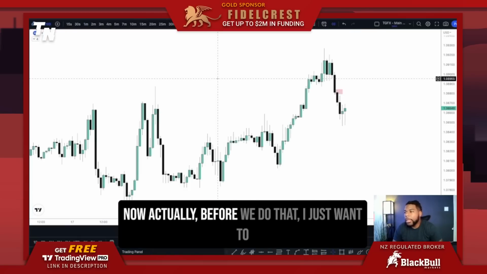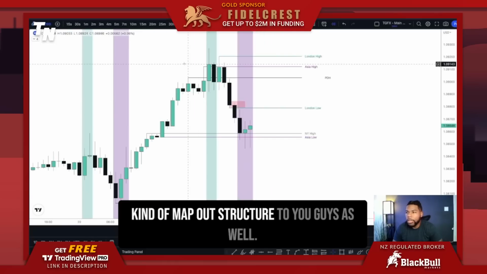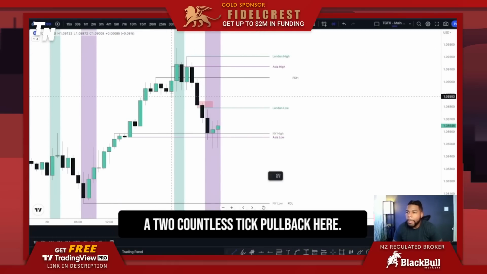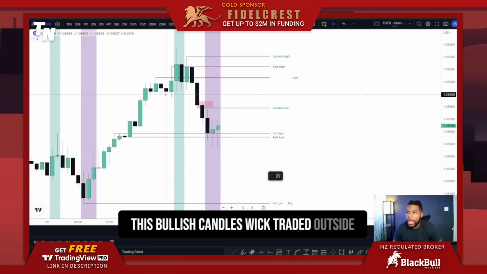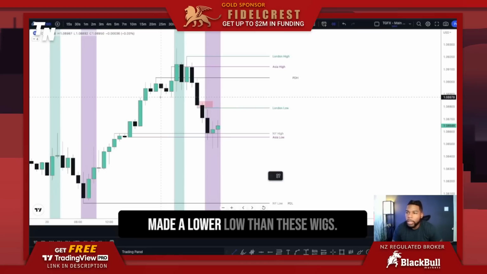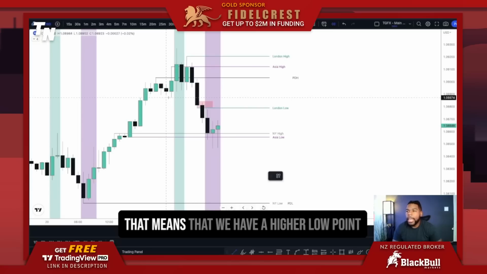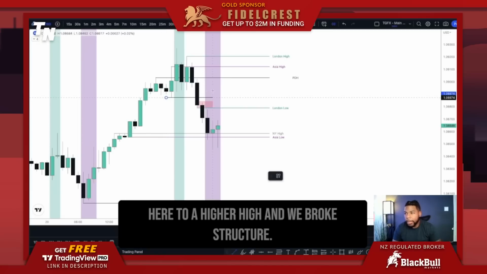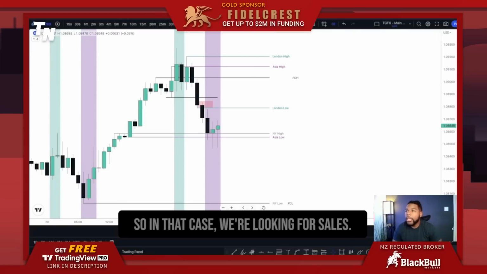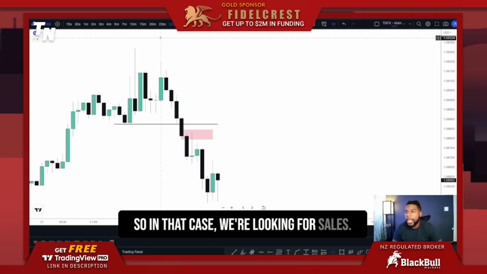Now, actually, before we do that, I just want to map out structure to you guys as well. If you see, we had a 2 candlestick pullback here. This bullish candle's wick traded outside of these 2 candles' wicks. What I mean by that is we just made a lower low than these wicks. That means we have a higher low point here to a higher high and we broke structure. So now we're actually in a downtrend structure. So in that case, we're looking for sales.